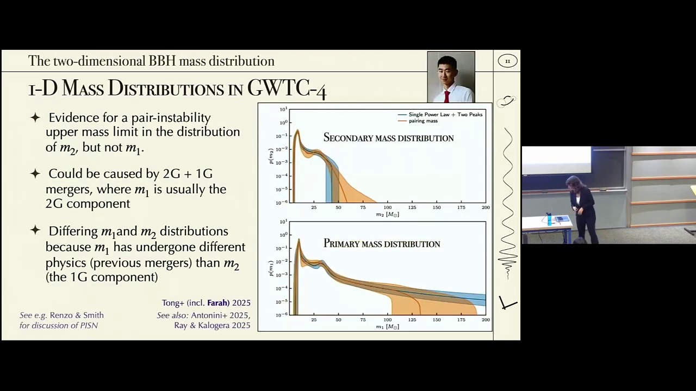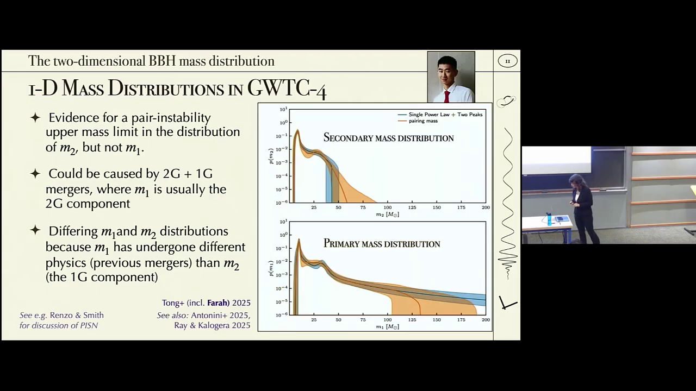So this is a paper led by Hui Tong, who's a graduate student at Monash. And what he finds is consistent with what we were seeing in the previous slides. So I think it's suggesting a real feature in the data. So the upper plot here is a secondary mass distribution. The lower plot is a primary mass distribution. The colors are just different models, but they tell the same story, so you can look at whatever color you want.